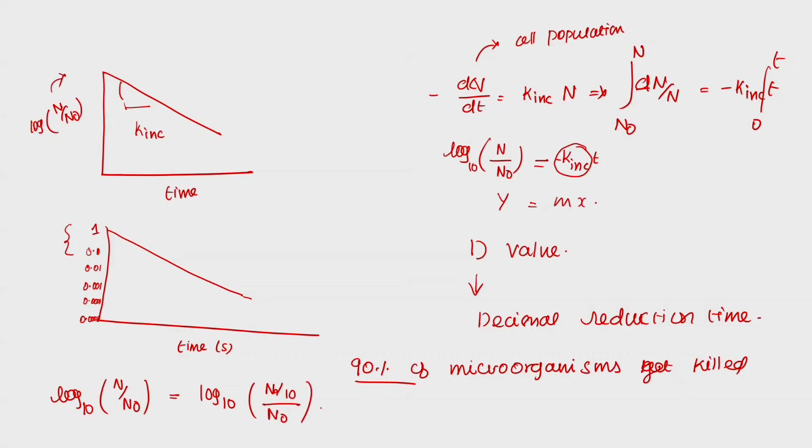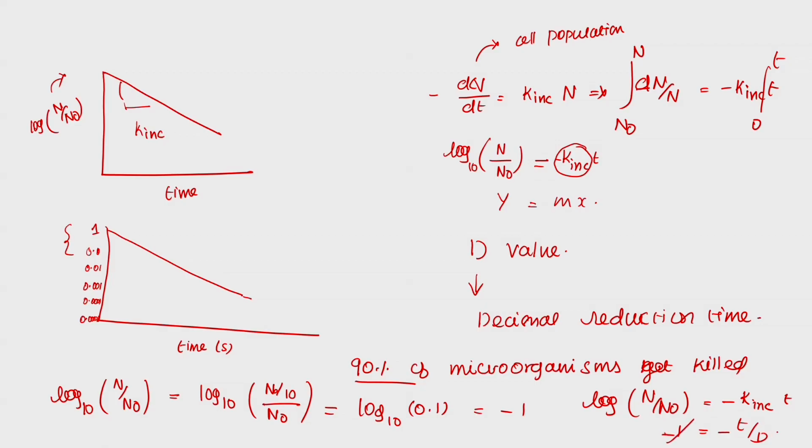So, this is N naught. So, this will be nothing but log 10 of 0.1. So, this is minus 1. So, we have already said this is equivalent to log of N upon N naught is nothing but minus k_inact into t. So, this is minus 1, which is nothing but minus t upon D.